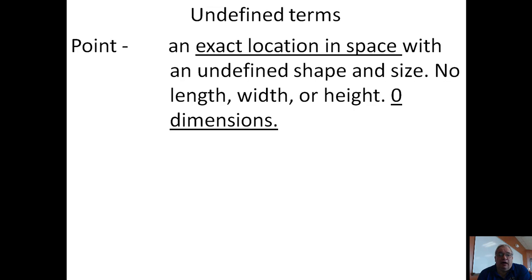With undefined shape and size, I'll take, if you say no dimensions, 0 dimensions, that's also critical. No length, width, or height is another way of saying 0 dimensions. So if you have that instead of 0 dimensions, no length, width, or height, I'll take that. You're telling me that you know there's no size to it. So 0 dimensions means no length, because length is 1 dimension. We have 3 dimensions in geometry: length, width, and height. It has none of those. So that is our way of describing a point.